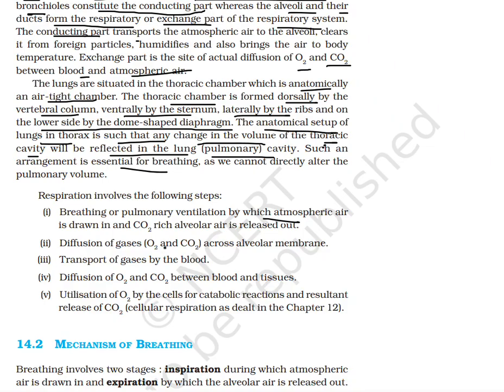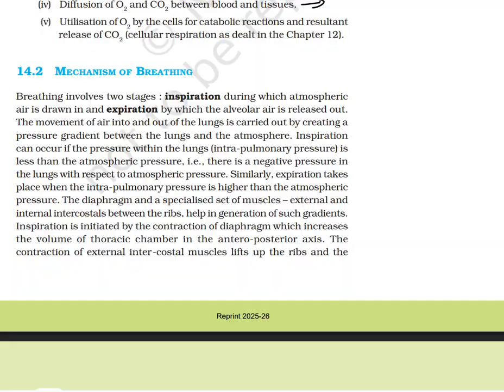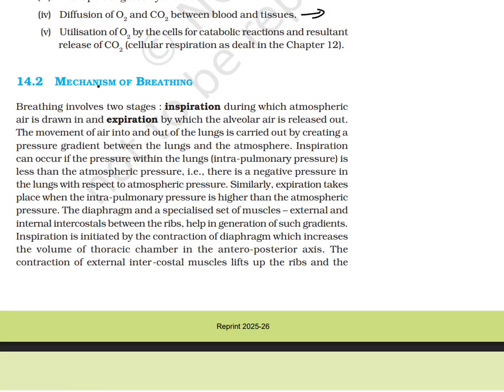Diffusion of gases, oxygen and carbon dioxide across the alveolar membrane; transport of gases by the blood; diffusion of oxygen and carbon dioxide between blood and tissue; utilization of oxygen by the cells for catabolic reactions and resultant release of carbon dioxide. Further, we read in the cellular respiration chapter, class 11 chapter number 12.